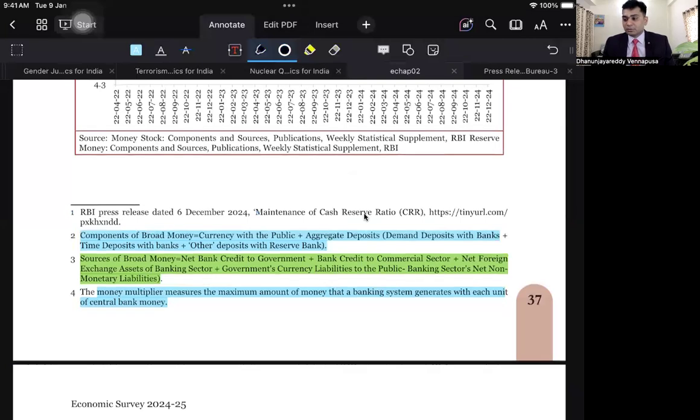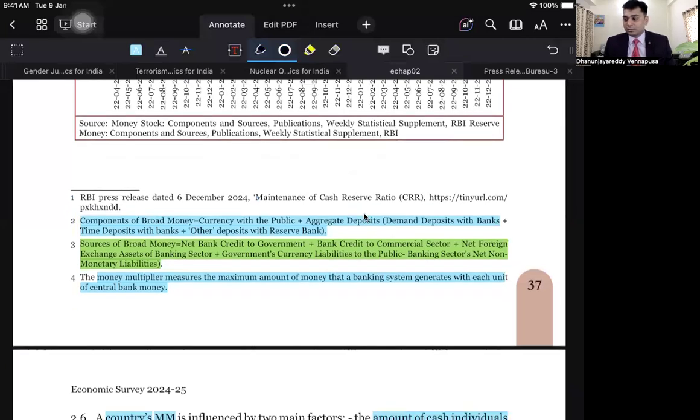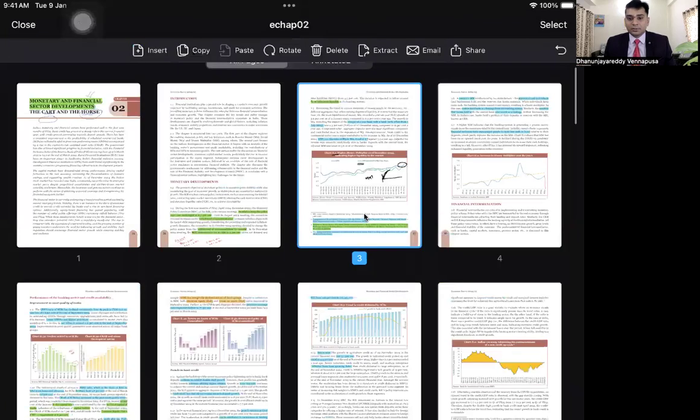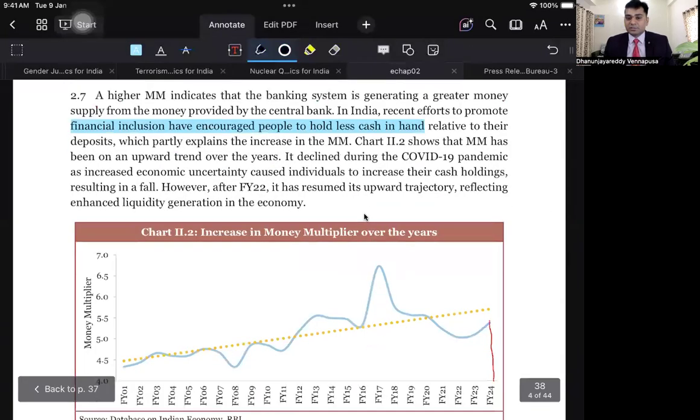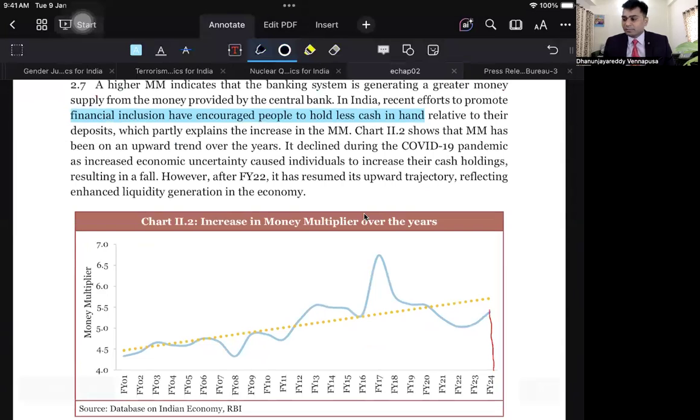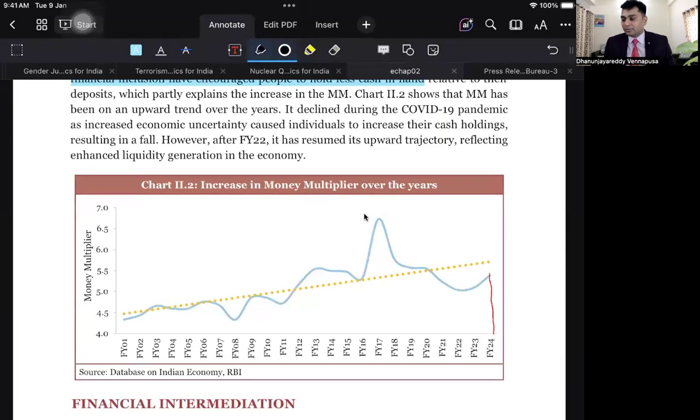Subsequently, if you go to the next graph, an increase in the money multiplier is seen over the years. So the money multiplier has been a bit high. However, compared to the pre-COVID levels, we have not yet reached the pre-COVID levels as far as the money multiplier effect is considered. That is the only concern here.